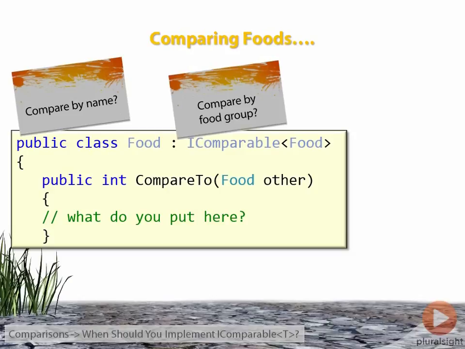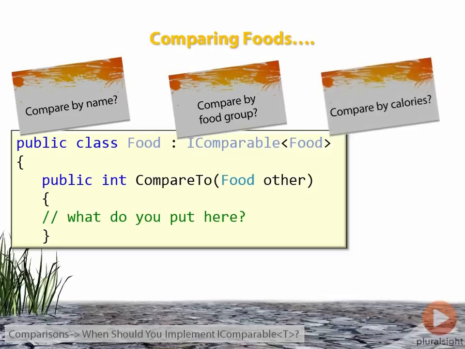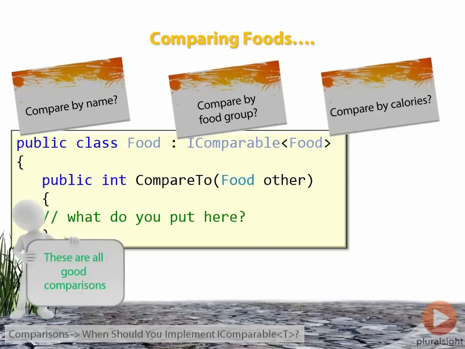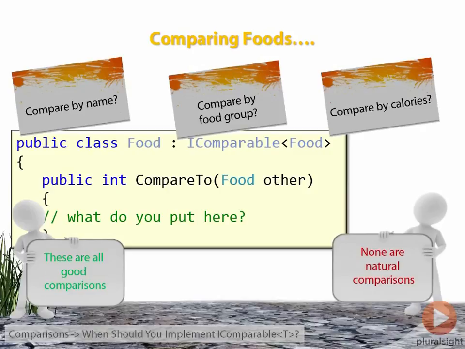Let's say, for example, we were developing the Food type a bit more and we gave it a field to store the calorie count. It's plausible that you might want to sort foods by calorific values. All of these are perfectly good ways to sort Food instances, and any of them might be what you want in some situations. But none of them stand out as the natural way to sort Food instances. And the thing is, if you have Food implement IComparable<Food>, then you have to choose just one way of ordering Food instances for the CompareTo method to use.